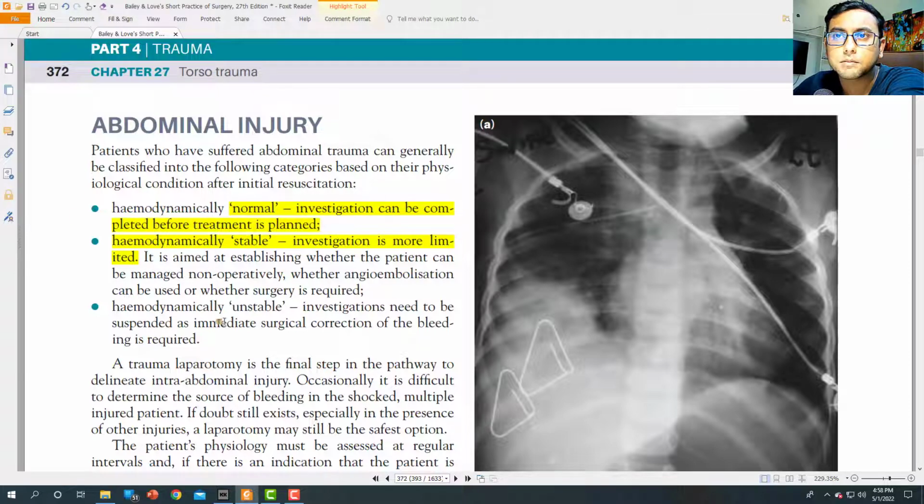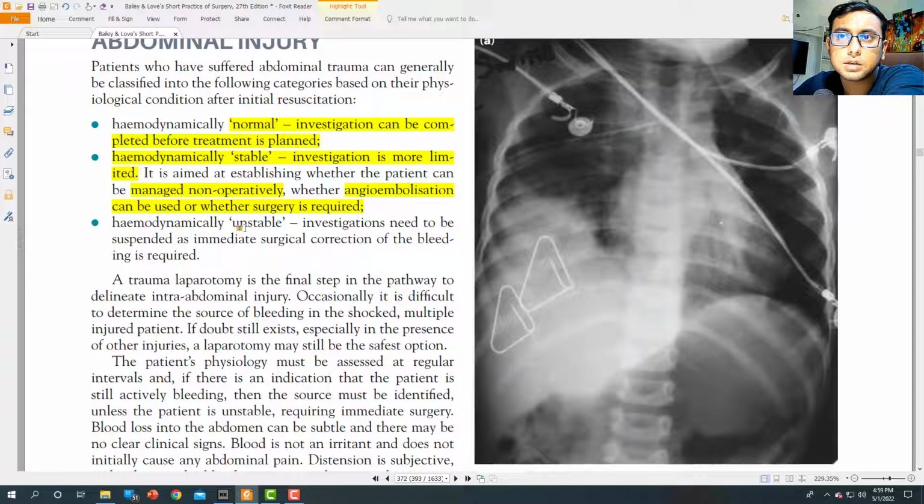It is aimed at establishing whether the patient can be managed non-operatively, where angioembolization can be used, or whether surgery is required. Sometimes in the case of stable patients we need to manage non-operatively, and angioembolization can be used, because there is a huge chance of thromboembolic manifestations during surgery or after surgery in the post-operative period. So for prevention or reduction of the risk of thromboembolic complications, we need to prepare the patients non-operatively for the maximum period, but if surgery is needed, then embolization must be done before surgery.